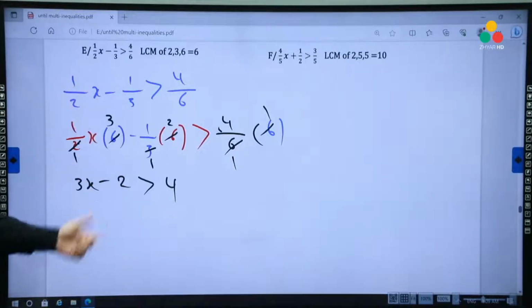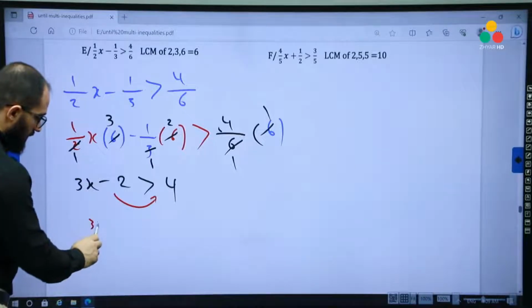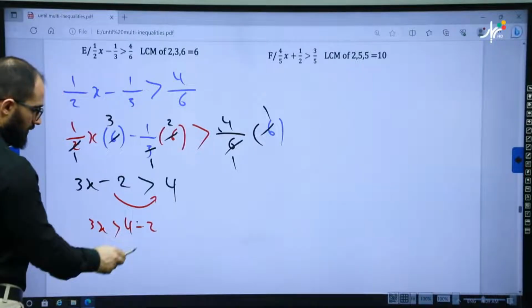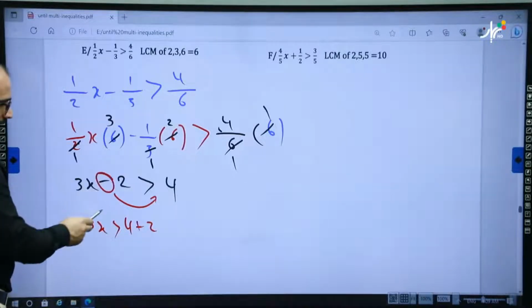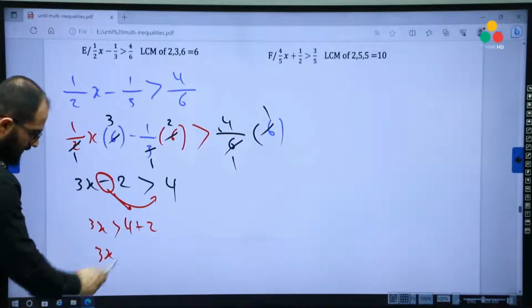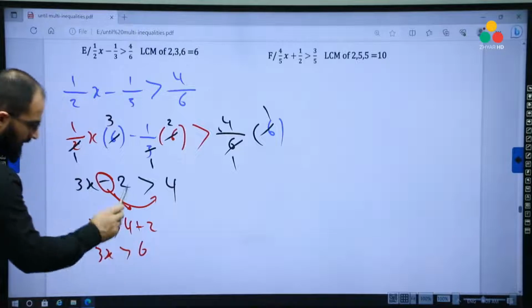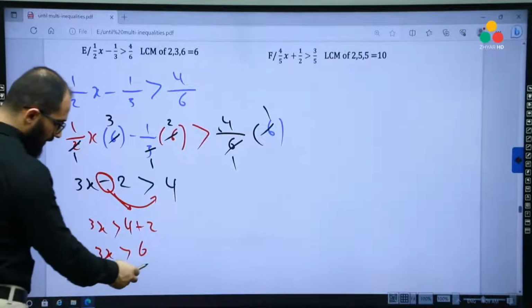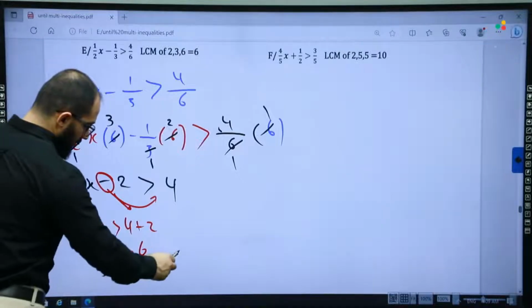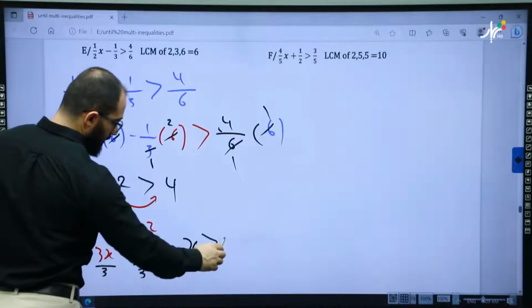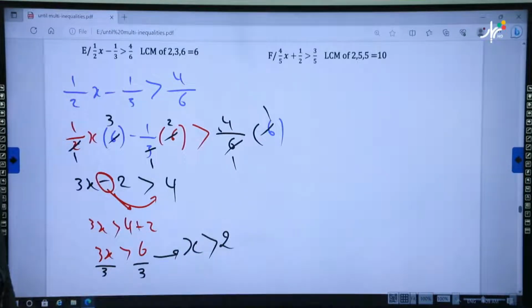As in the previous examples, we can solve it. So move negative 2 to the other side: 3x is 4 plus 2. We have minus, and moving it to the other side is going to be plus. So it is greater than 6. Because with the variable x, we have 3, we divide by 3. So finally, we got x greater than 2. This is the result.